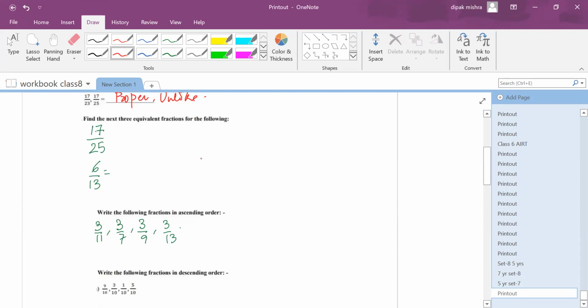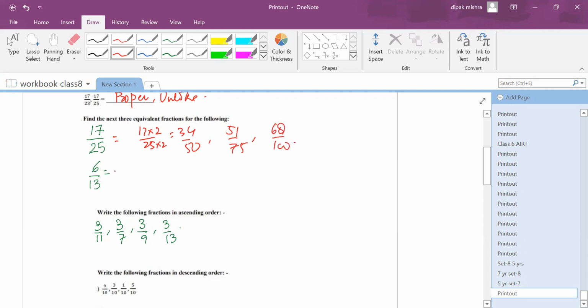Okay. Now the next question, find the next three equivalent fractions for the following. So the first equivalent fraction is you multiply it by 2, both sides. It will be 17 times 2 and 25 times 2, which is 34 by 50. Then 17 times 3 and 25 times 3, it is 51 by 75. Then 17 times 4 and 25 times 4, it is 68 by 100.